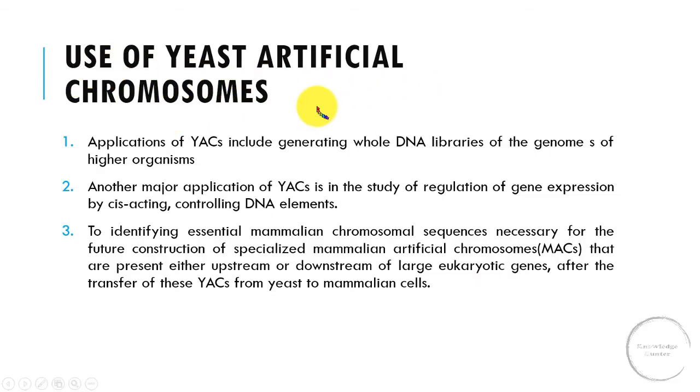Here are some uses of yeast artificial chromosomes, including generating whole DNA libraries of the genomes of higher organisms, the study of regulation of gene expression by cis-acting controlling DNA elements, and identifying essential mammalian chromosomal sequences necessary for the future construction of specialized mammalian artificial chromosomes or MACs.